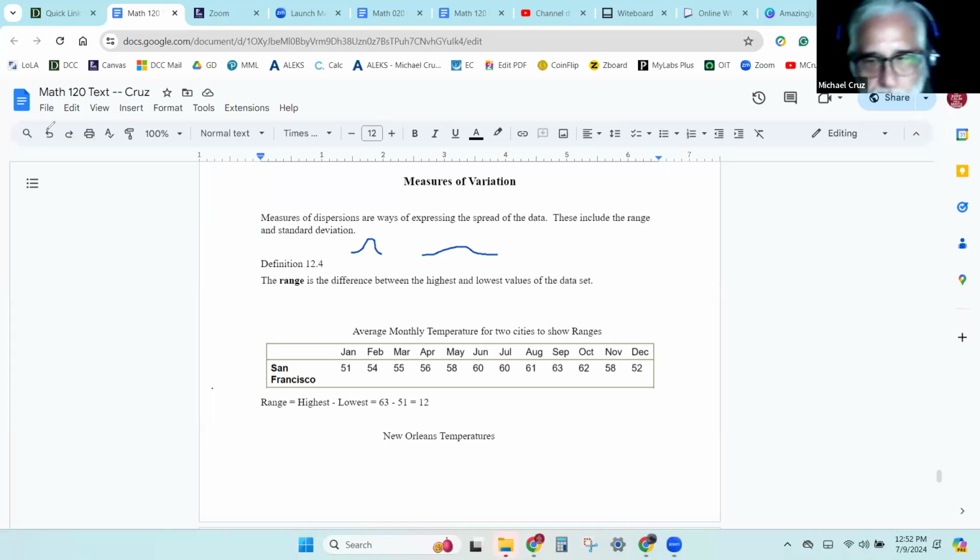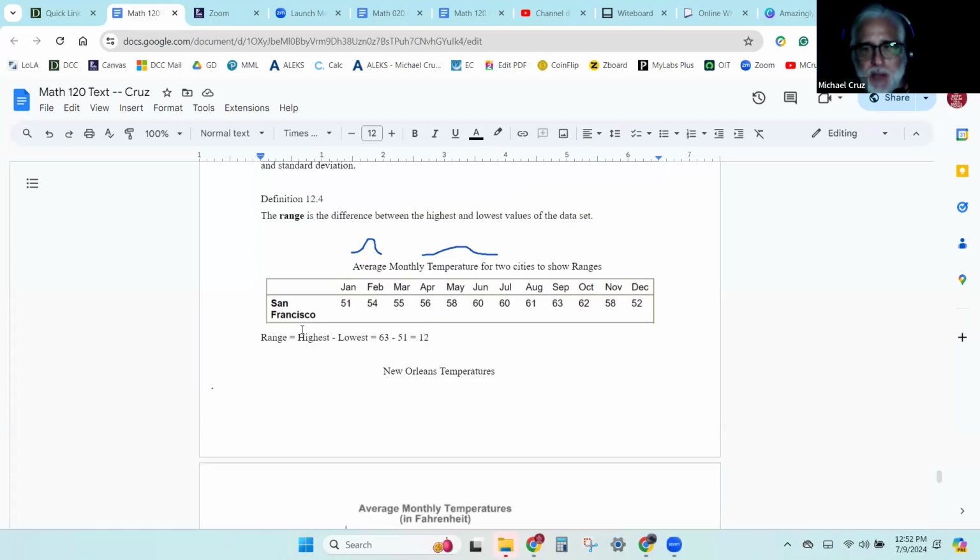Okay. But let's talk about the range first. The range is a very simple one. It's not very useful, but it can help us figure out something about how spread out the data is, and I'll show you what I mean. So here are the temperatures for San Francisco throughout the year. They're just average temperatures, not highs or lows, and you'll see that in January it's 51, and then it starts getting warmer. Towards the summer, it gets up into the 60s. And then it starts coming back down come October and into December, and it almost ends up being the same temperature that it was in January.